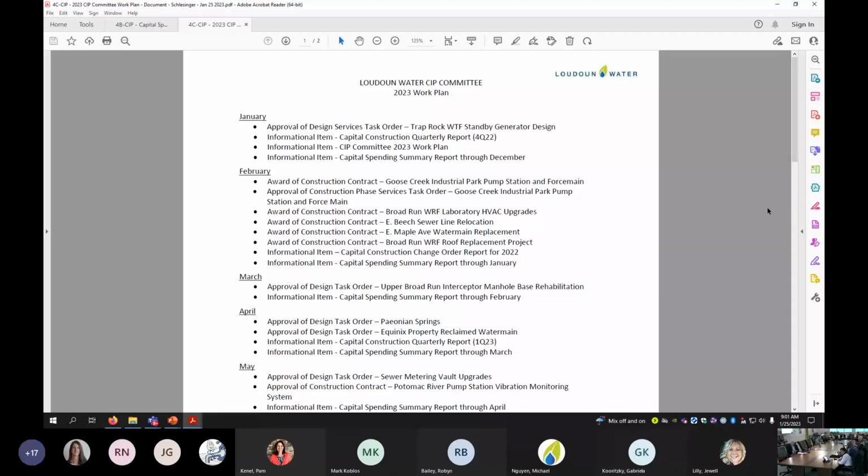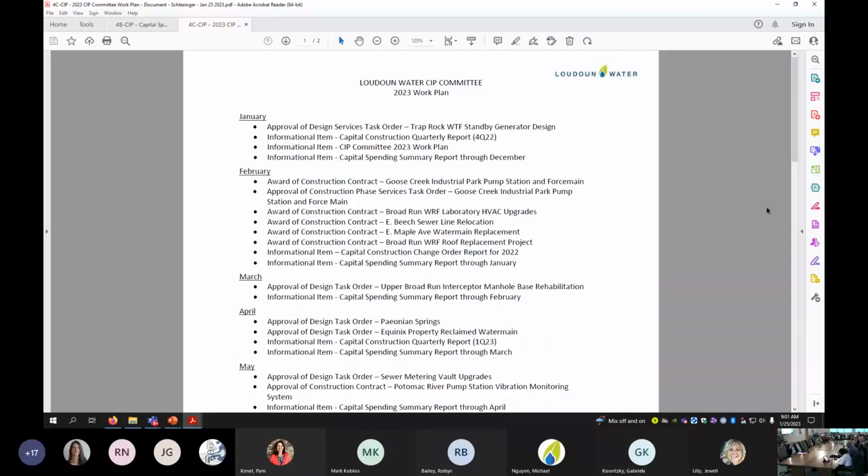There are a number of bids that either closed in the last couple of weeks or are closing in the next week, so we'll bring those forward in February. I'm not going to go through all of this. I want to point out a few key things. This year we are going to be starting a project with the county on Paonian Springs, addressing their public health needs on the water and wastewater side. So you're likely to see something coming in this spring on that.